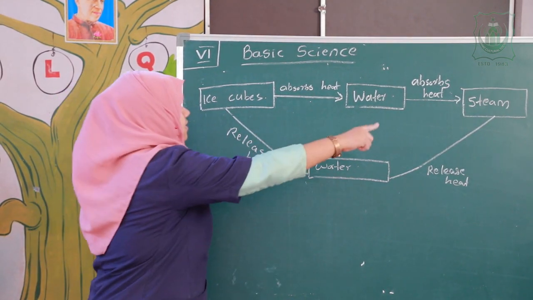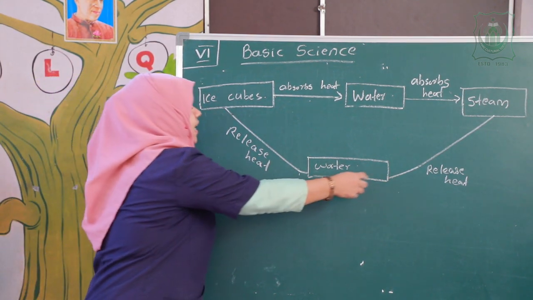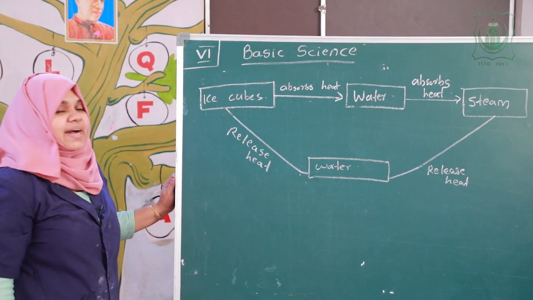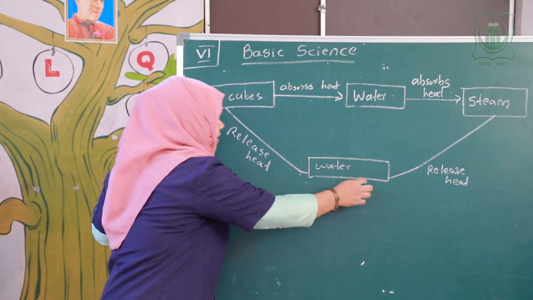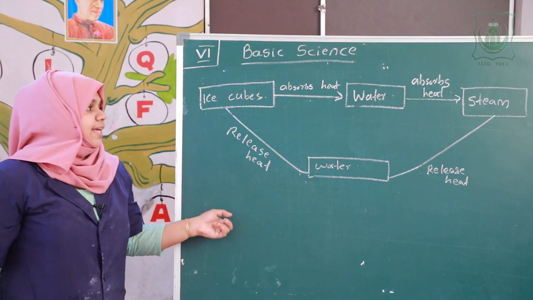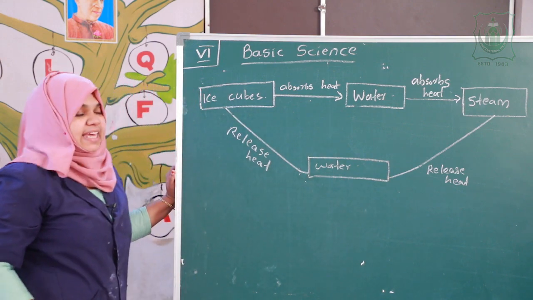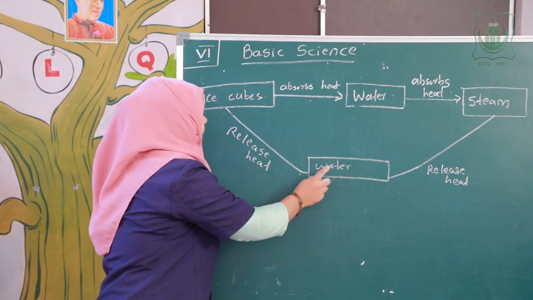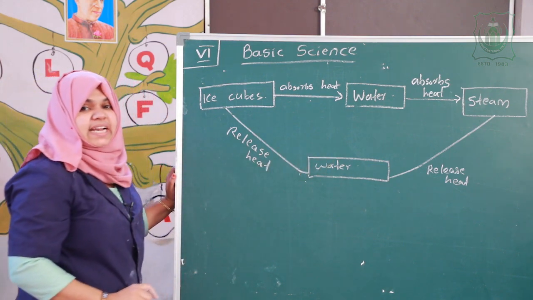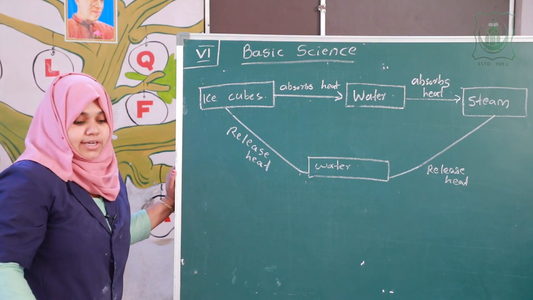Okay. Next, steam is converted into water by releasing heat. And also water is converted into ice cube by releasing heat. In both situations, the change occurs by releasing heat. Steam is converted into water and water is converted into ice cubes. Which process occurs? Yes, releasing heat. Okay, got it? Very simple and important for you.